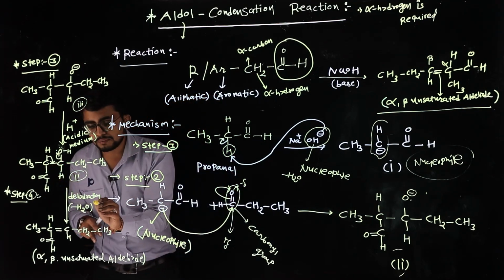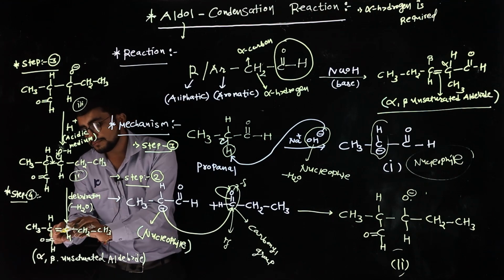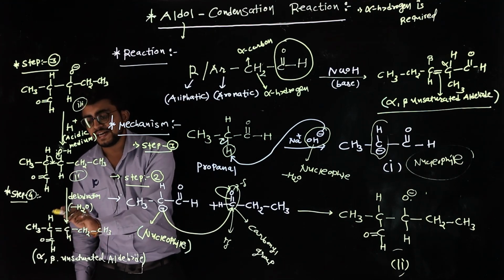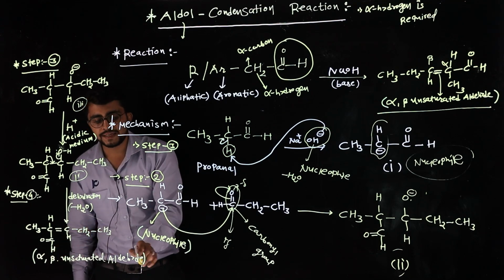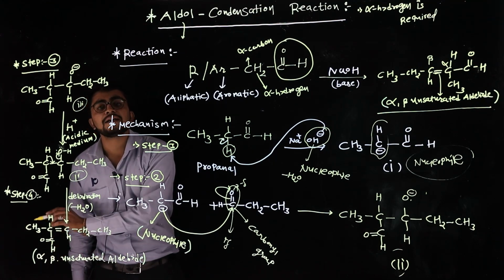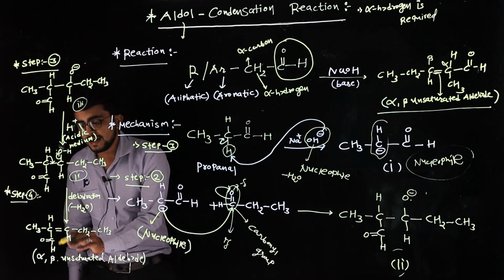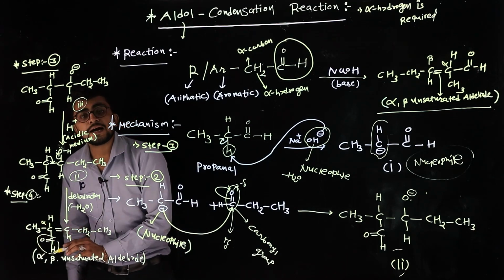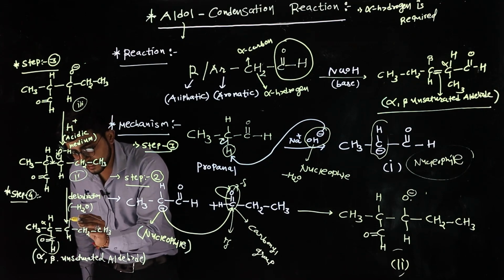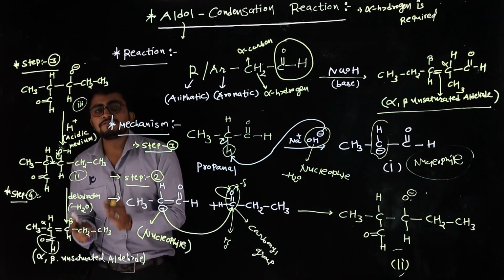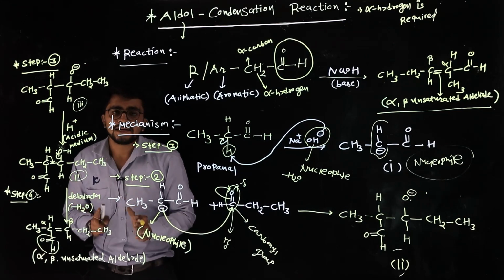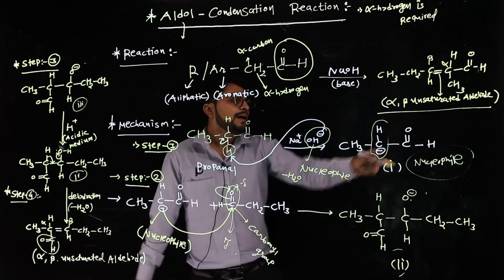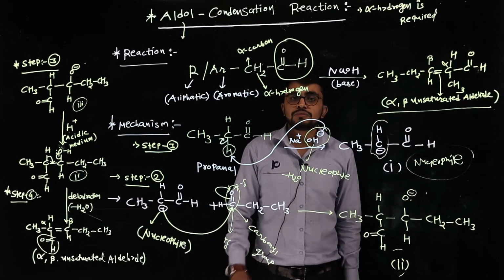So here the product is formed by loss of H2O, and it has a double bond between the carbons. So the final product is an alpha beta unsaturated aldehyde. What is alpha beta? It means that where the aldehyde functional group is there, the adjacent carbon is called the alpha carbon, and the next carbon is the beta carbon. So the final product of this reaction is this alpha beta unsaturated aldehyde.